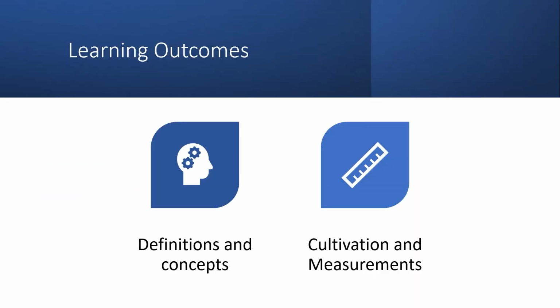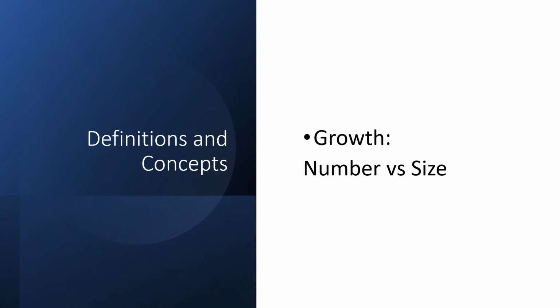In this part 1, we will focus on two learning outcomes. First is for you to be familiar with some basic definitions and concepts related to the microbial growth and control. And that also means being able to discuss concepts related to cultivation and measurements of microbial growth. Now, the best place to start is the definition of the word growth itself.